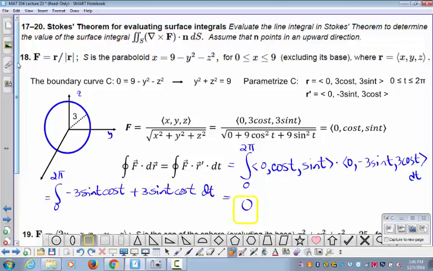This doesn't guarantee that it's a conservative vector field, just that the curl is zero. But if you wanted, you could take the curl of that. I don't want to do it, but you could find the curl of that. If the curl of that is zero, then you know it's conservative.